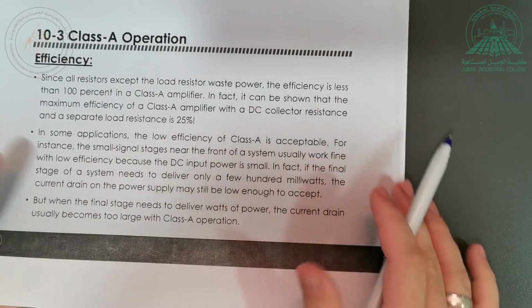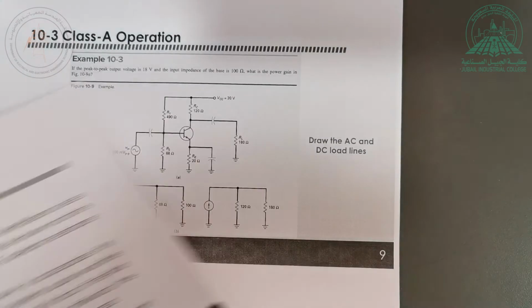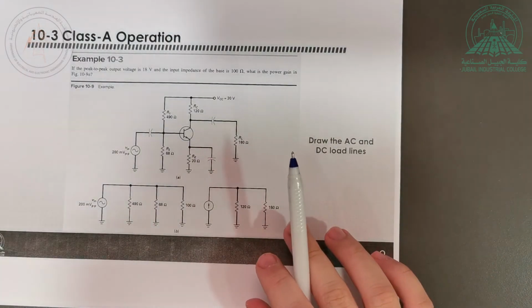He's saying that the class A amplifier does not have a high enough efficiency compared to the other amplifiers. So this is not that important to us.